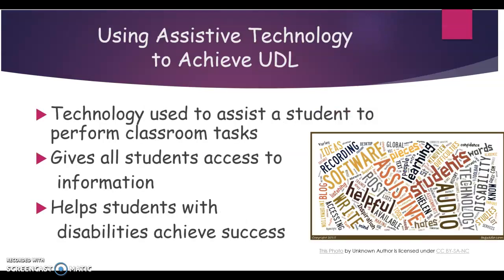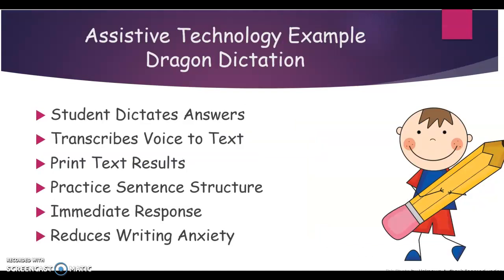Using assistive technology to achieve UDL. Assistive technology can be anything from a recording software or device or just a different testing for that individual student. Technology used to assist a student to perform classroom tasks gives all students access to information, and helps students with disabilities achieve success. I'm going to show you Dragon Dictation as an assistive technology example.